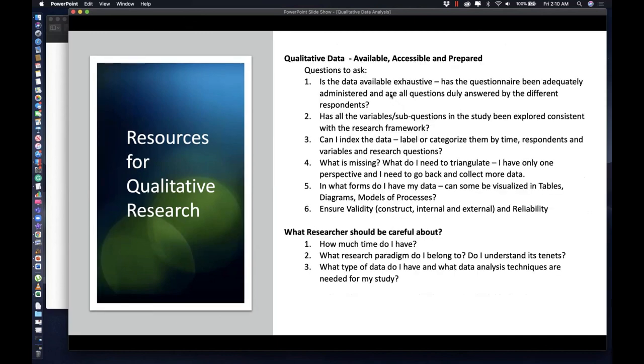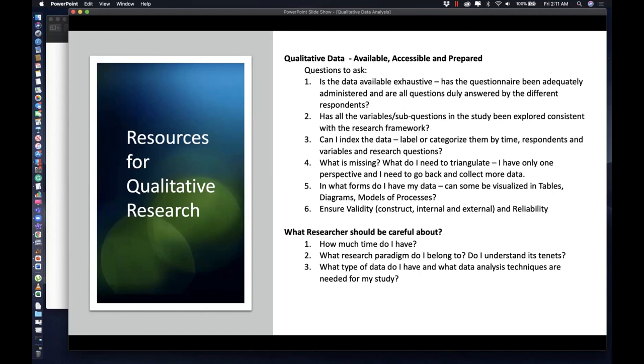In looking at your data and preparing it, one of the first questions you ask yourself is: is the data available exhaustive? Has the questionnaire been adequately administered and all the questions duly answered by different respondents? Sometimes some of the information will be pending certain other data that will be coming from other units. So you may have collected some of the data, but you don't have everything. So it's always good to check, in terms of preparing yourself for analysis, the data that I have.